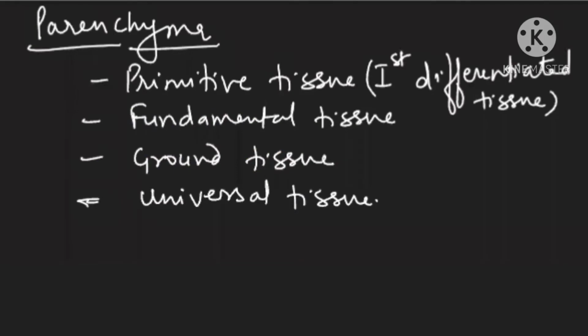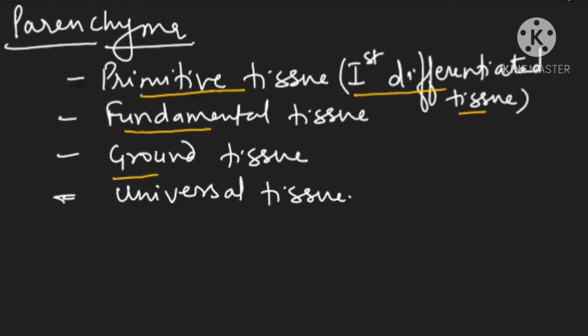Now see, parenchyma is the first differentiated tissue. So we will say it is a very primitive tissue, and it is fundamental tissue. Why? Because from this other types of tissues will be developing. Means your collenchyma, your sclerenchyma, all will be developing from the parenchyma only. And it is ground tissue. Why? Because the bulk of the plant body is made by parenchyma only.